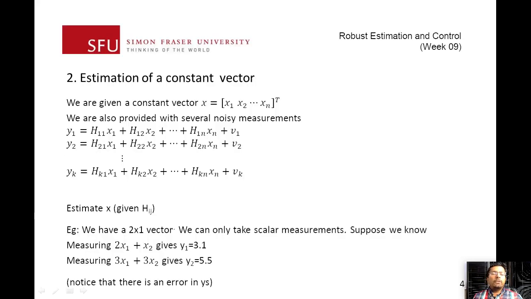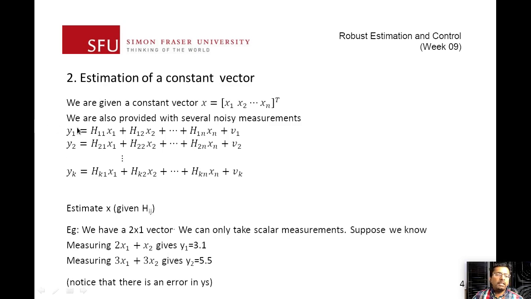So next, we're going to be looking at estimating a constant vector. We have x as a vector, x1, x2, x3, and so on up to xn, so it has n elements. And then you have a noisy measurement here: y1 is h11 x1 plus h12 x2, and so on and so forth, up to h1n xn, plus v1.